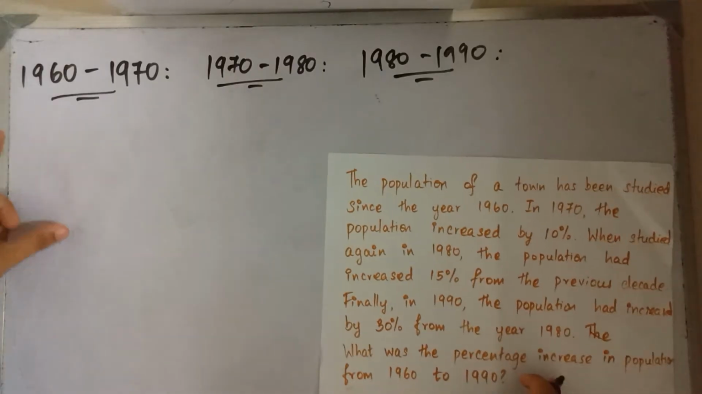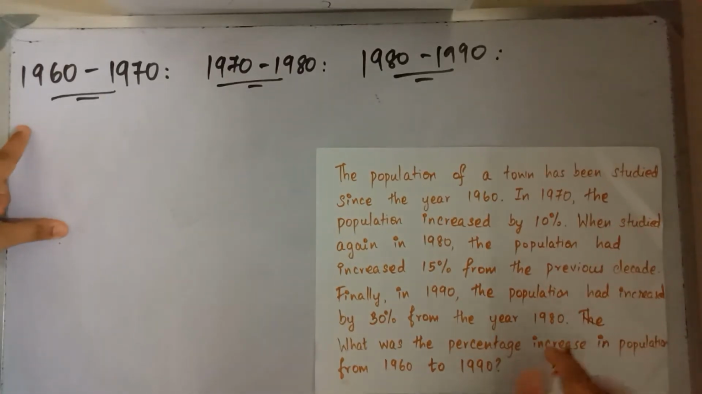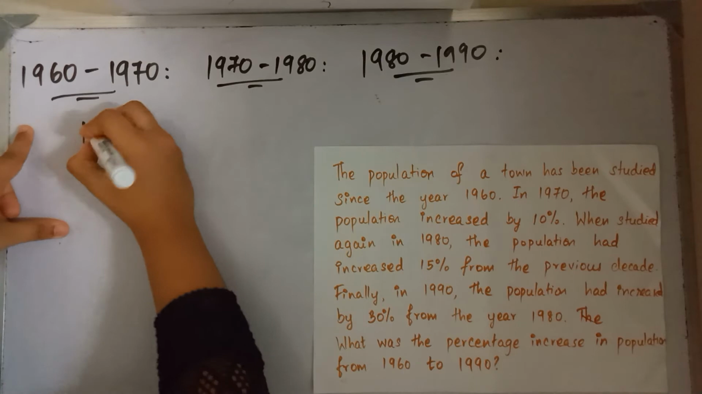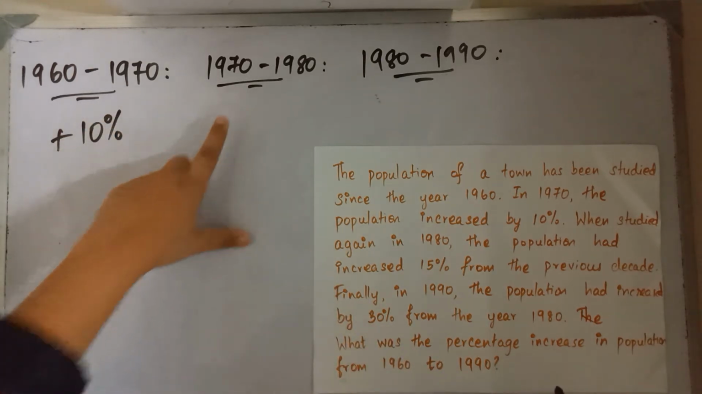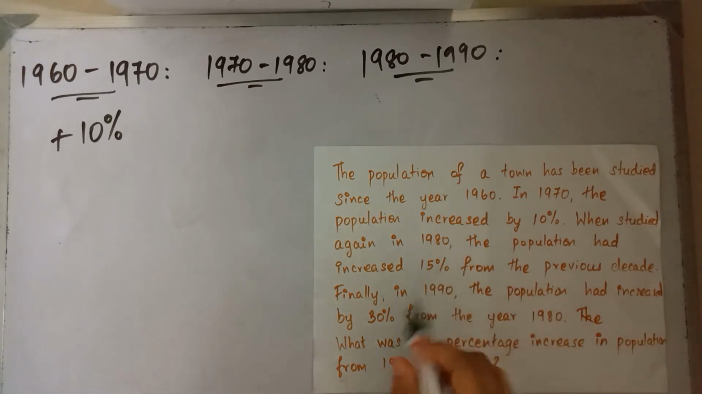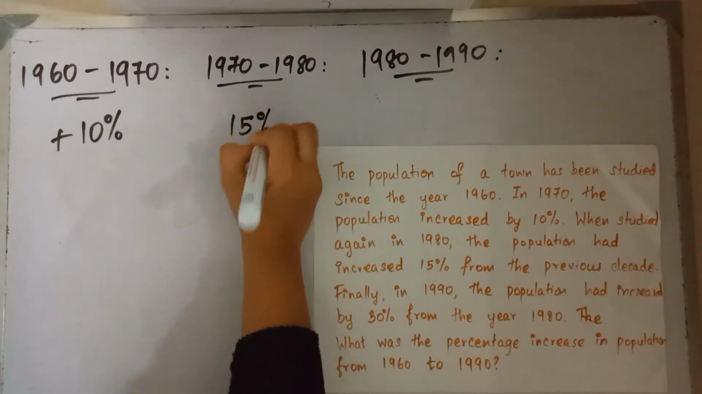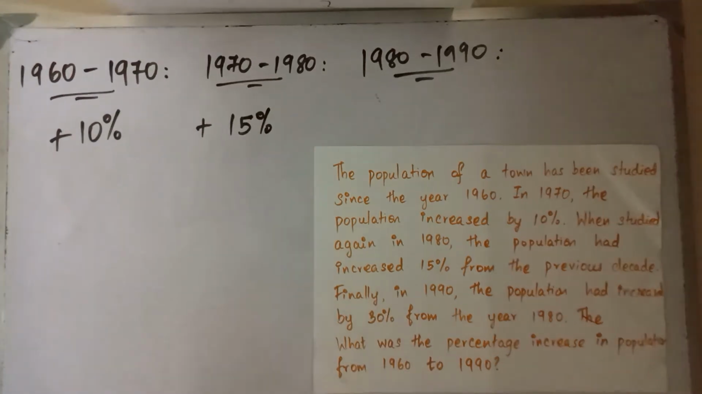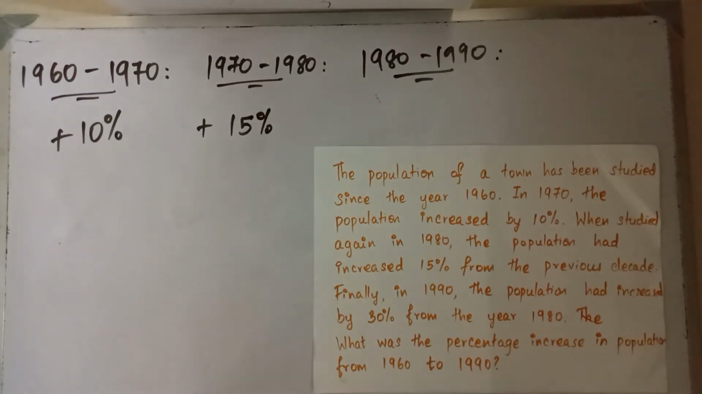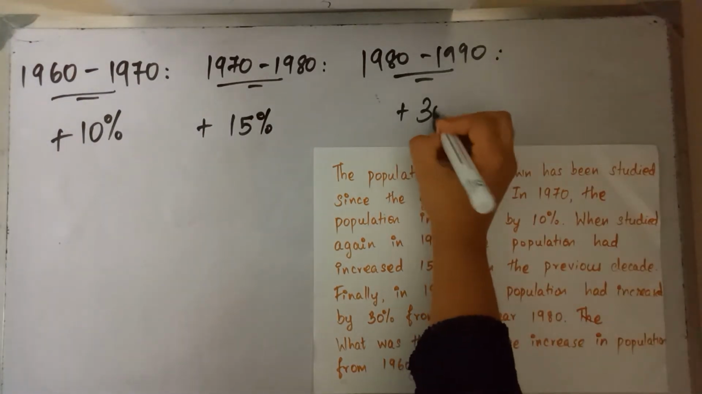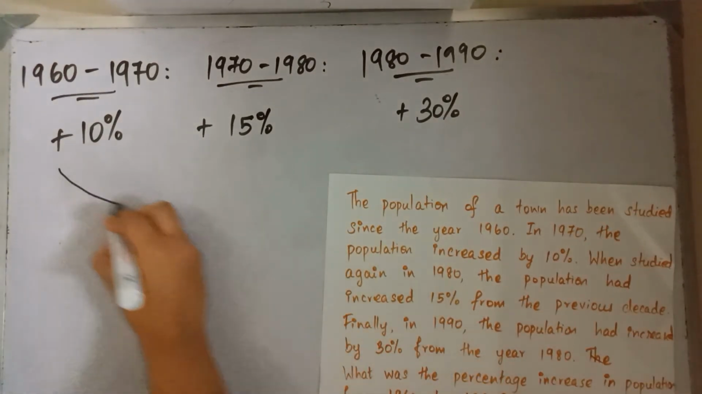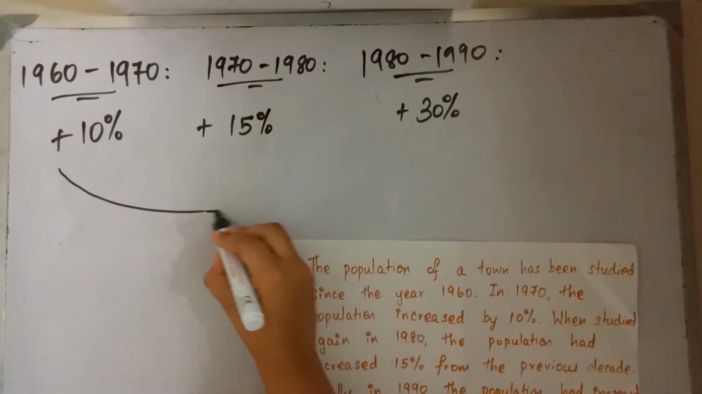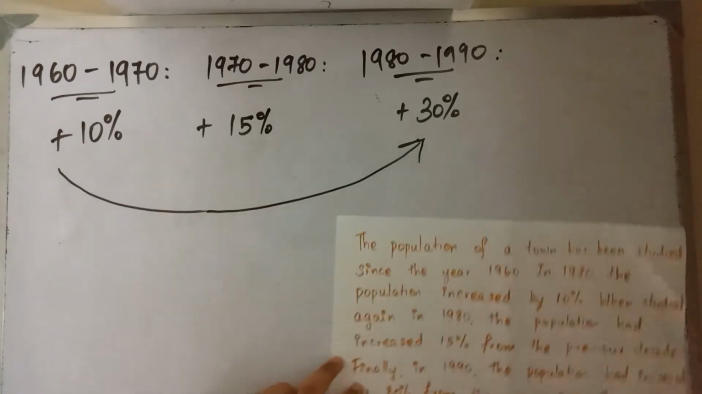Now the increase from 1960 to 1970 is 10%. 1970 to 1980 is 15%. And from 1980 to 1990 is 30%. Now they want us to find the overall increase from 1960 to 1990.